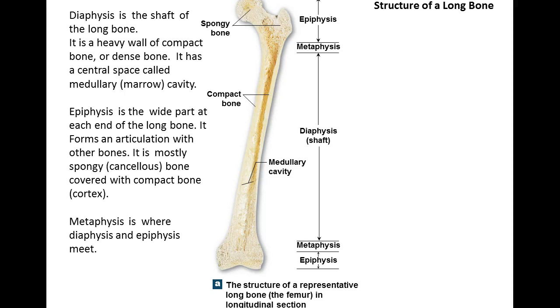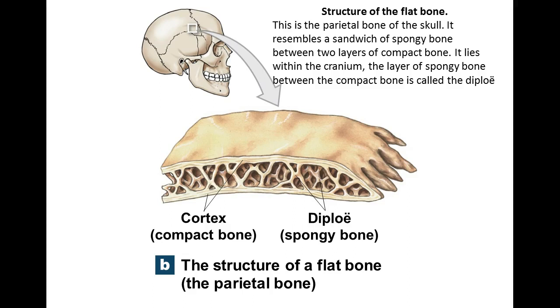Both spongy and compact are made of the same material, calcium salts in a non-living matrix, but the design is quite a bit different between the two. The flat bone, remember you have flat bone making the walls of the skull, you have flat bone in your sternum. Flat bones are designed a little differently: it's kind of a sandwich of spongy bone between two layers of compact bone. Those two layers of compact bone make the bone very strong.